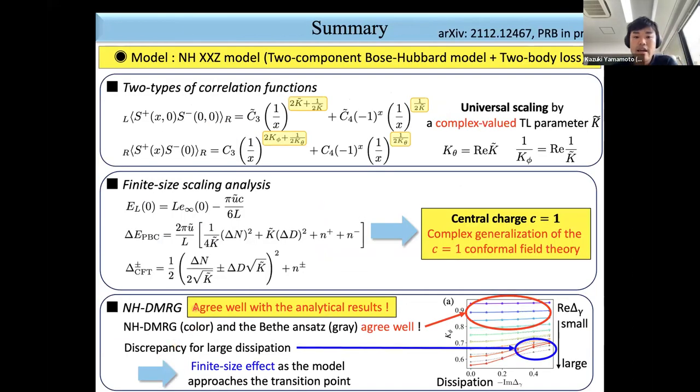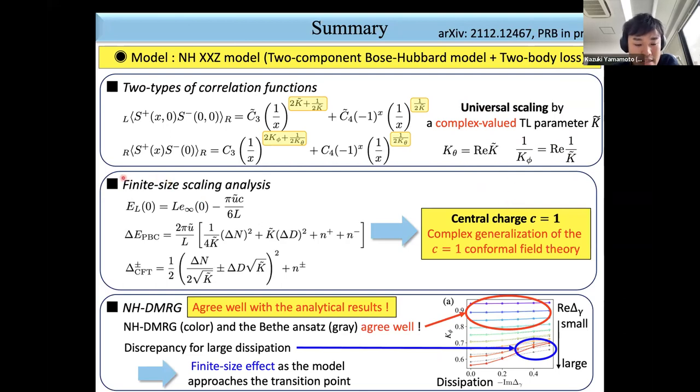Okay, this is the end of my talk. Here's the summary. We have considered the non-Hermitian XXZ model, starting from the two-component Bose-Hubbard model with two-body loss, and obtained two types of correlation functions, of bi-orthogonal type and right state type, which is the observable. And we have shown that there exists a universal scaling by a complex-valued Tomonaga-Luttinger parameter.